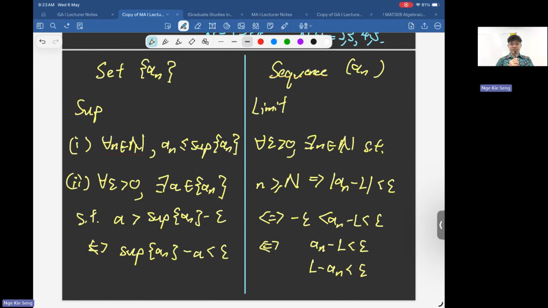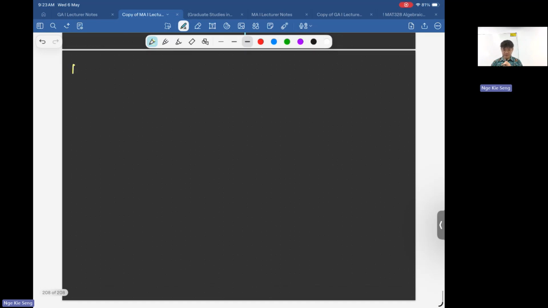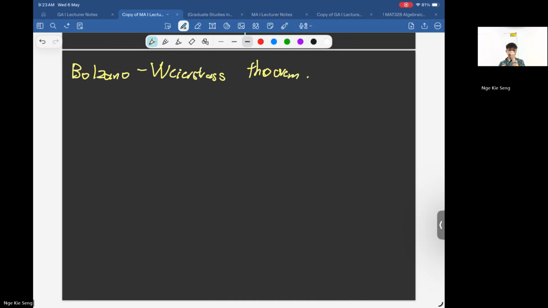Okay. If no question, then we will continue with the Bolzano-Weierstrass theorem. Later I can show you a video on Weierstrass, I mean, people talking about Weierstrass. Okay, so what's the statement of the Bolzano-Weierstrass theorem? Anyone can recall? What's the statement?